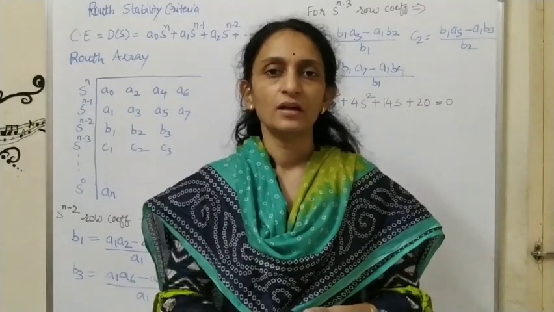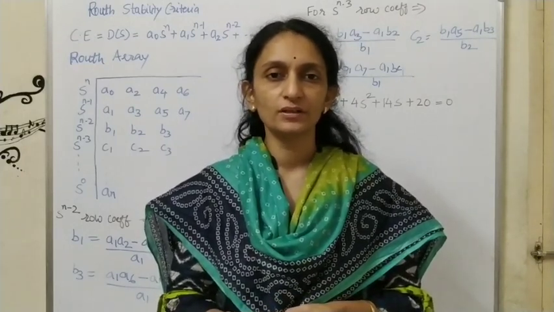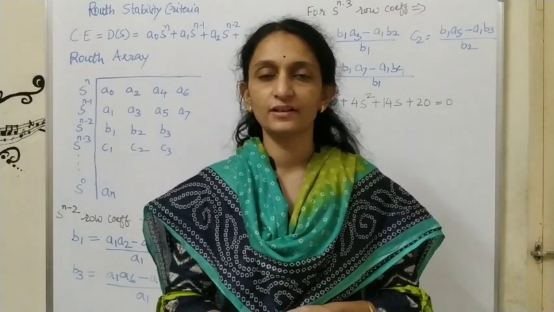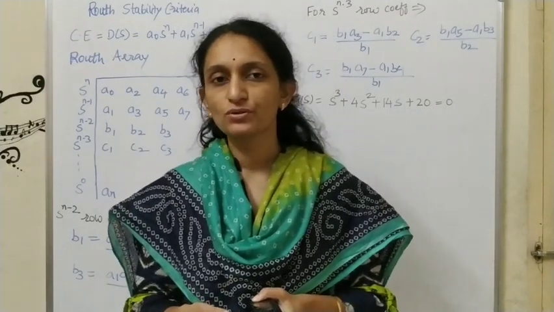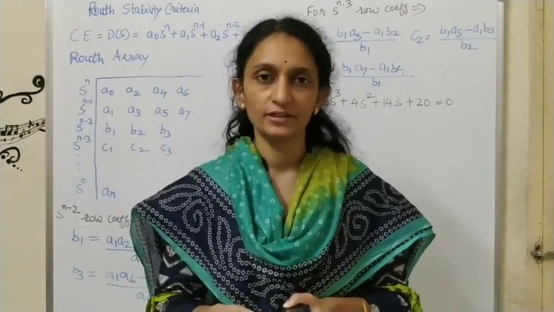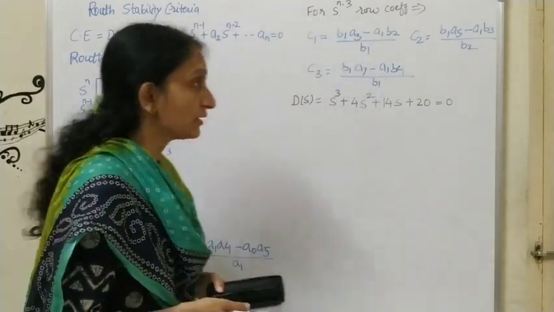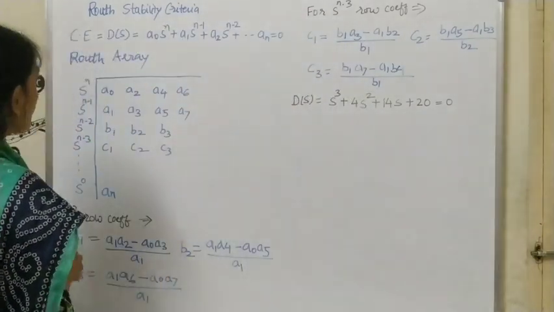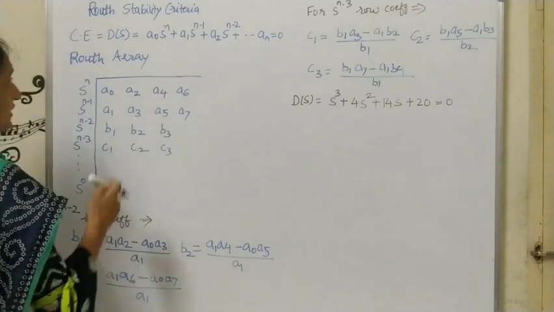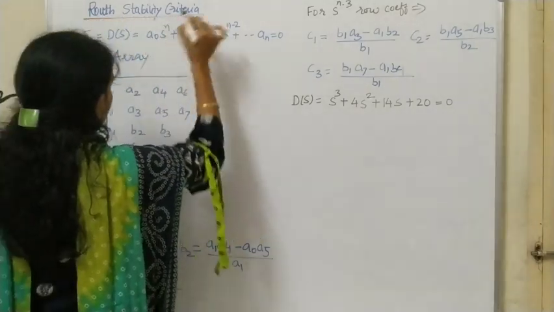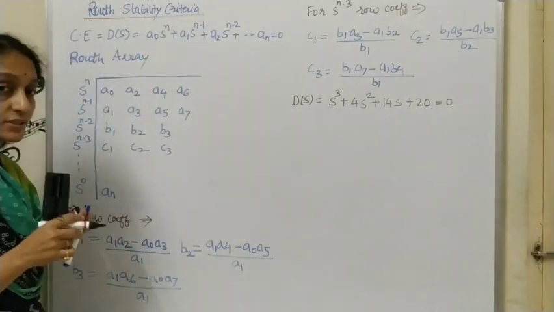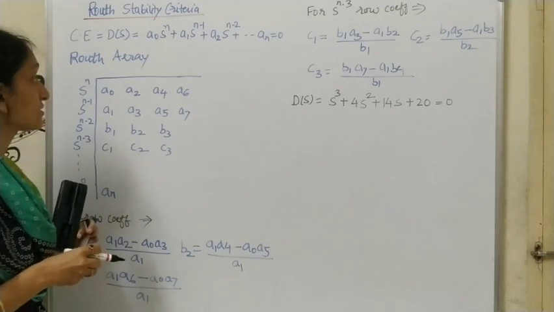Hello students. In the last lecture we solved numericals on Hurwitz's stability criteria. Today we will solve a numerical on Routh's stability criteria. So look at the numerical. Here the characteristic equation is given. First of all, we will see how to form Routh's array.